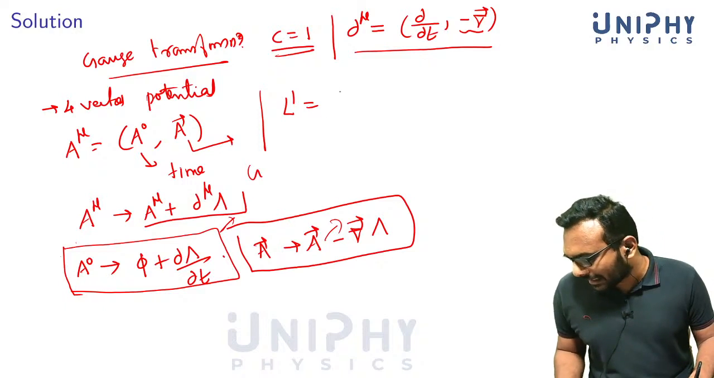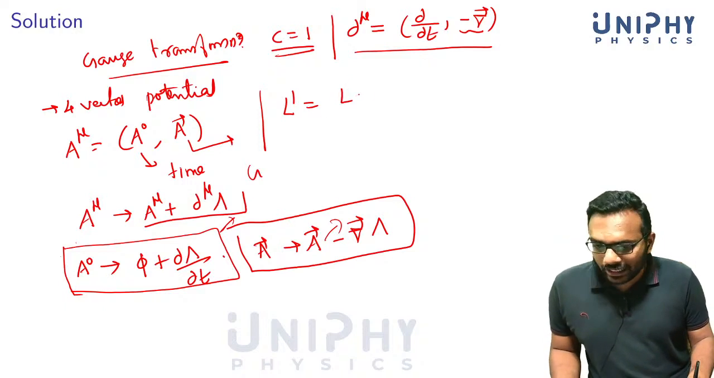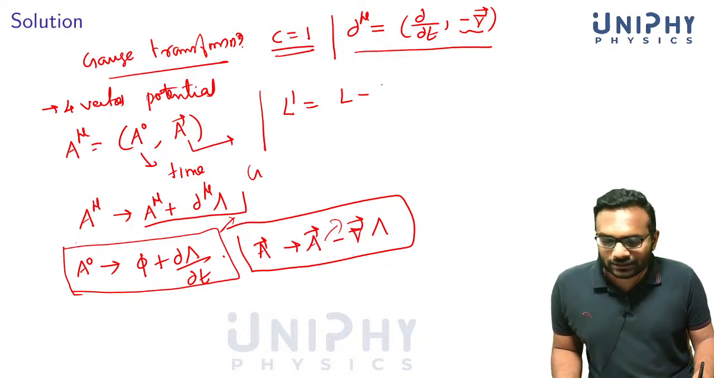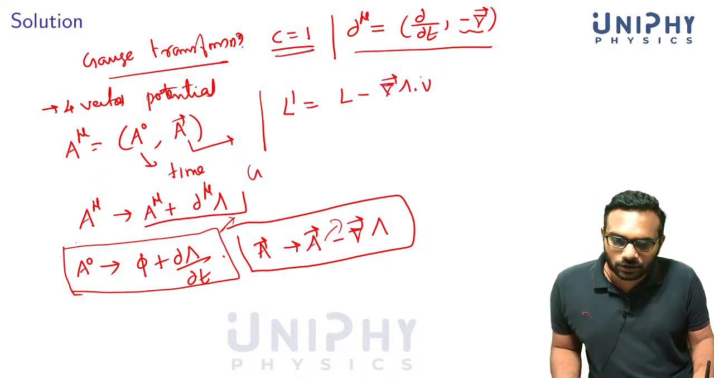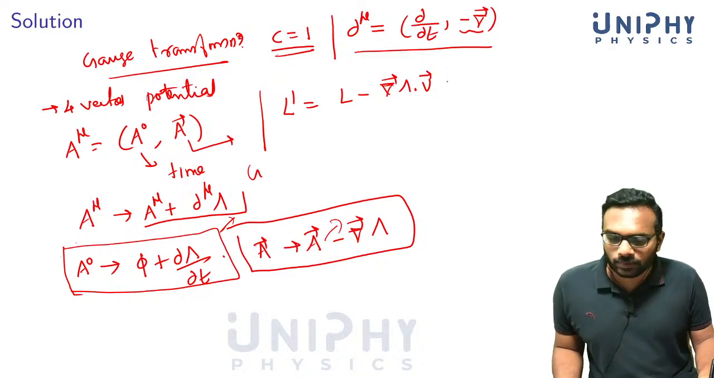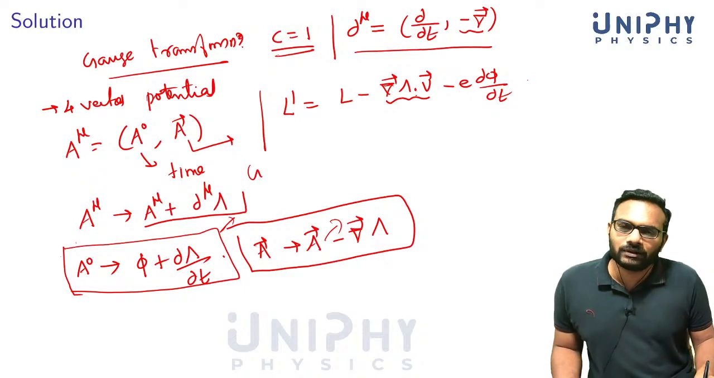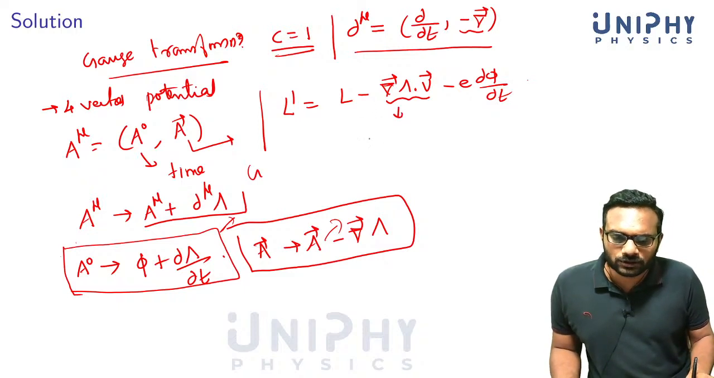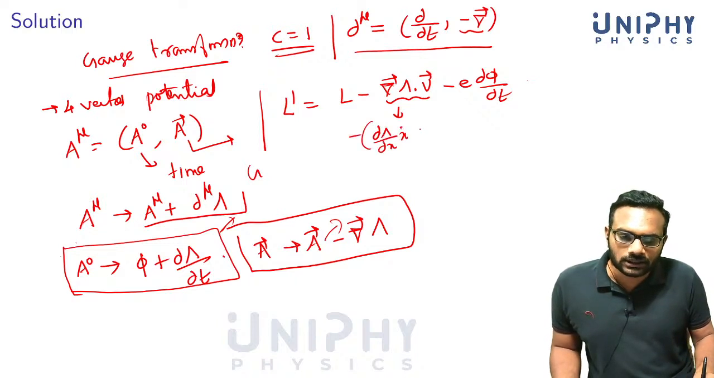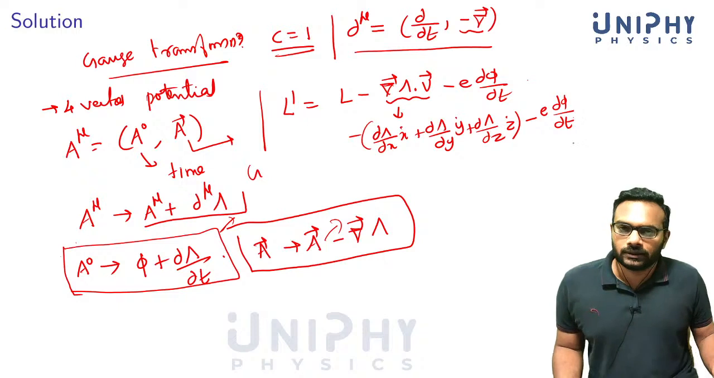All right, you will see that the transformed Lagrangian becomes like this. It's L, the other Lagrangian, minus these things. All right, del vector λ dot v vector. This is just straightforward substitution. Minus e ∂λ/∂t. All right. Now, if you look at this thing, del vector λ dot v vector, right? If you look at this, the components of this are minus ∂λ/∂x times x dot, plus ∂λ/∂y times y dot, plus ∂λ/∂z times z dot, and minus e ∂λ/∂t. There was no problem there.